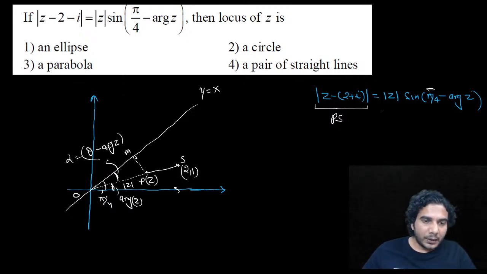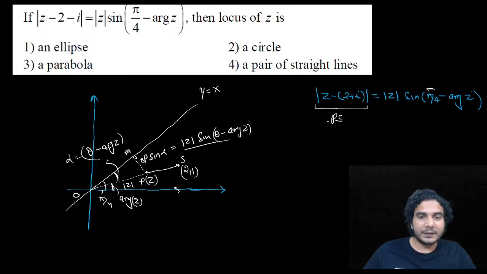Now in triangle OPM, PM can be written as OP sine alpha, where OP is basically mod of z and sine alpha means sine of theta minus argument of z. And this is what is written on the right side of this equation. So this is nothing but PM, right? So PS is equal to PM.